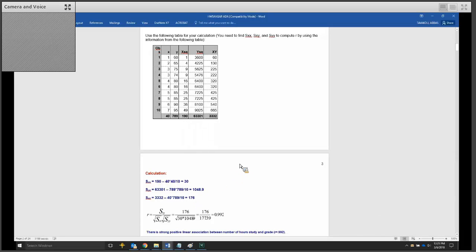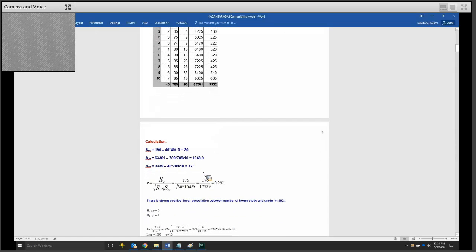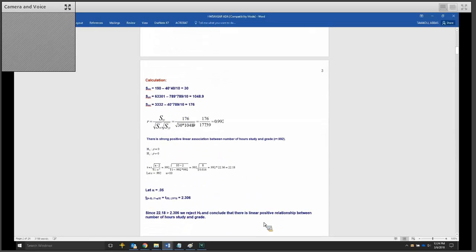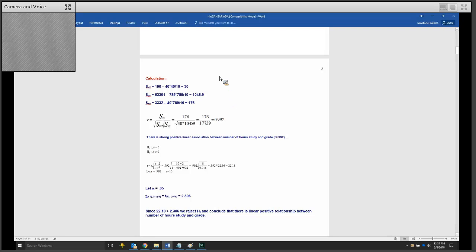To calculate your correlation, I gave you this table. Using the formula, you find SXX, SYY, and SXY. You put the sum of x squared, which is 190, minus the sum squared, 40 times 40 divided by 10, and you get 30. So you calculate these three terms, then put them in the formula, and that gives you the correlation 0.992, which is the correct answer.